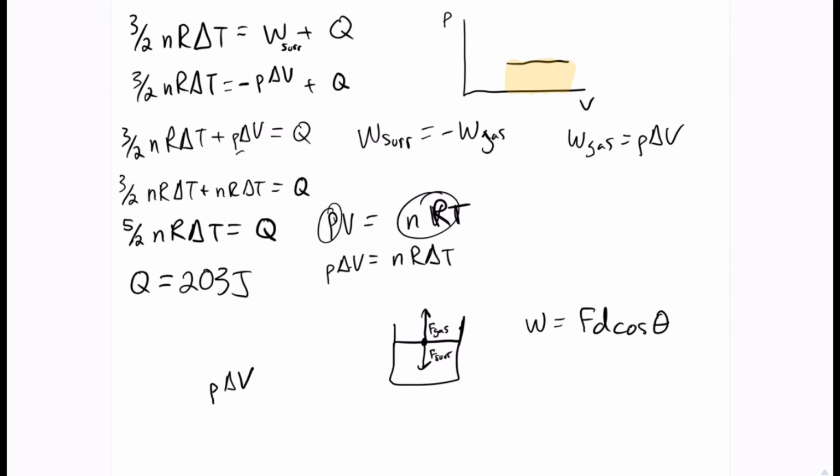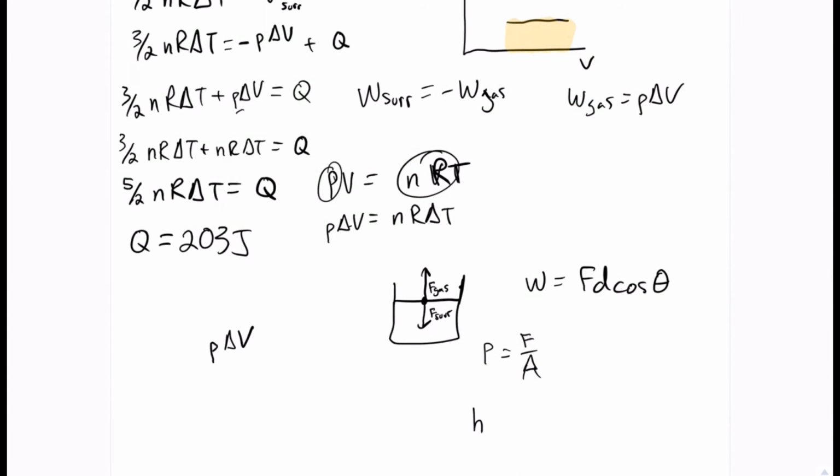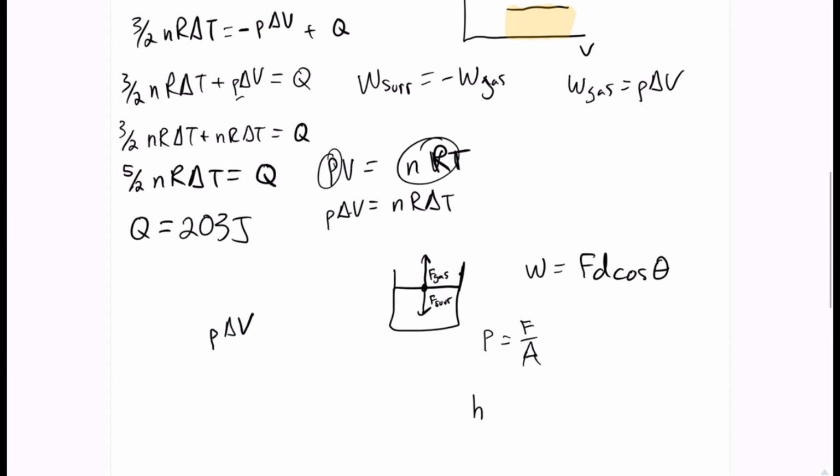So in this case, where do these forces come from? Well, they come from pressures. And pressure equals force over area. And so what about our displacement? Well, it's going to be a change in height. And how can we know about that height? Because we think about expansions and compressions. This is really a change in volume. And volume is going to equal area times height.